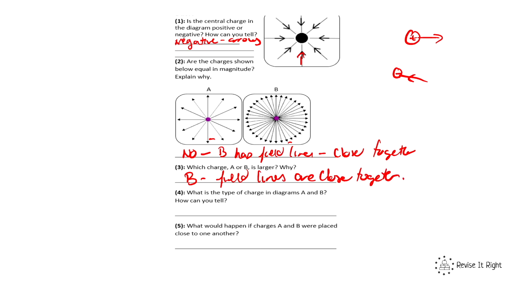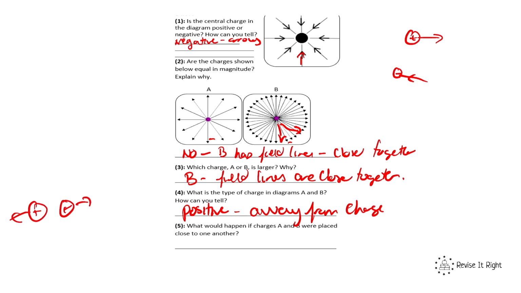What is the type of charge in diagram A and B? Well, again, we know that this charge is positive, and it's because the arrows point away from the charge. So the arrows point away, and therefore we know it's a positive charge. And finally, what would happen if charges A and B were placed close to one another? So both A and B are positive, and we know that a positive and a positive will repel, so they must repel. When they enter each other's electric field lines, they will experience that non-contact force, and that force will be a repulsion, and they will repel each other.